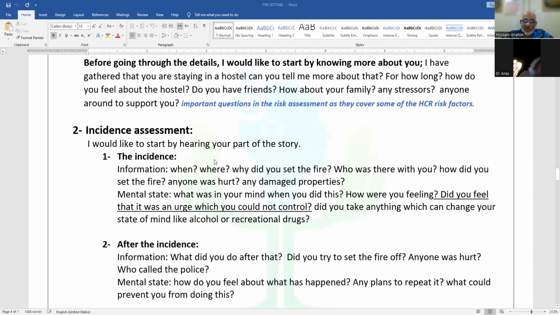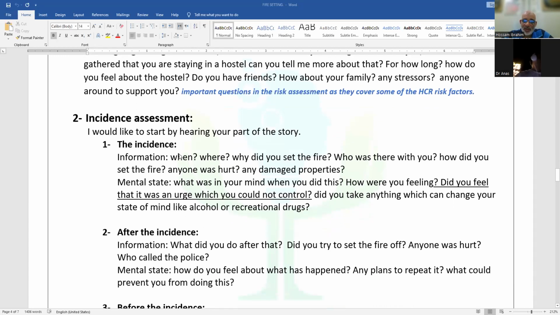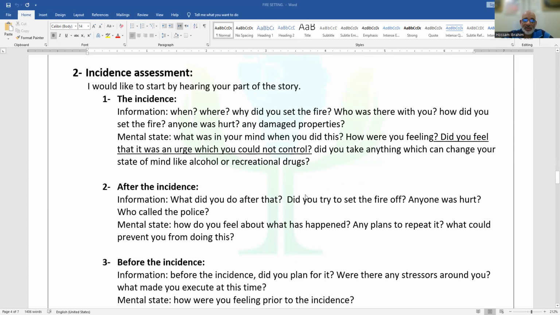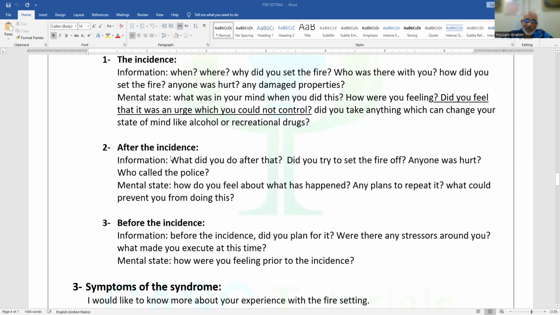And then you do your ABC, the incidents, the factual information: when, where, why, etc., and the mental state of the patient while he was doing these incidents. What was in your mind? Did you feel that it was an urge which you could not control? This is a very important question. Did you take anything which can change your state of mind, like alcohol or recreational drugs, etc.?